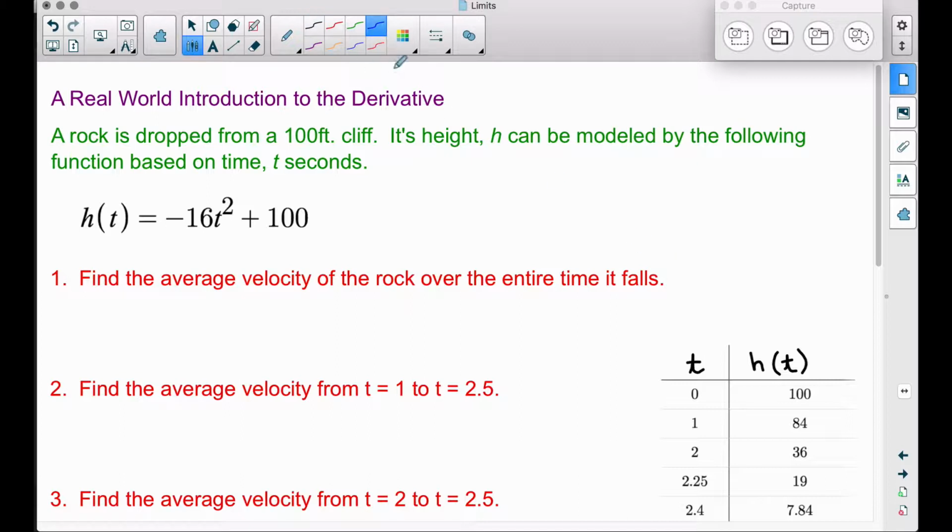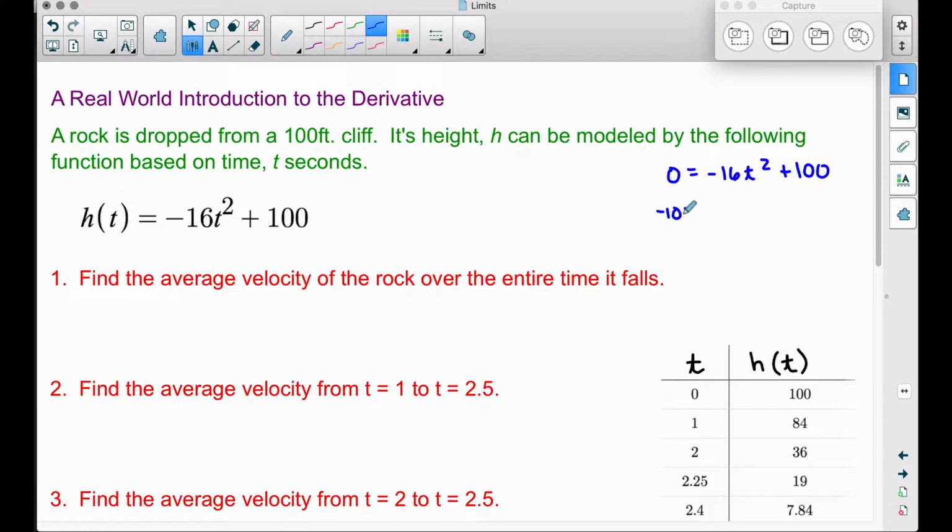Well, that means we need to figure out how long it takes for the rock to hit the ground. What we can do there to help us out, we can set the height equal to 0, and we can solve this equation. This equation here will tell us the amount of time it takes for the rock to hit the ground. When the rock hits the ground, that height, that h of t, is going to be 0. So let's solve this equation.